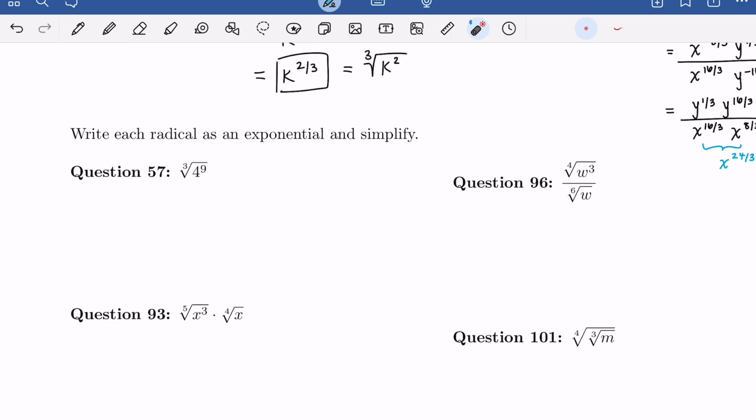All right, and for the last 4 examples in this section here, we're going to write each radical as an exponential and simplify.